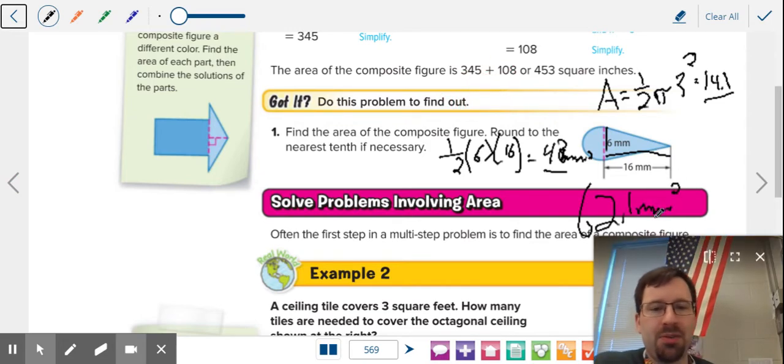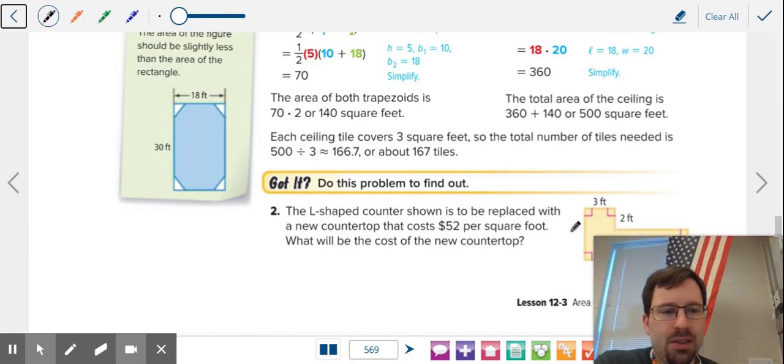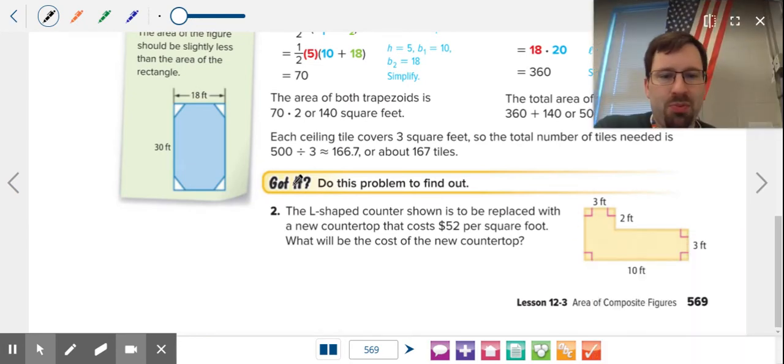We're just going to have different shapes. So here we have a countertop. This one's nice because it is two rectangles. I'd cut them right here because you have the dimensions of that one and the dimensions of that one given. Sometimes you have to play around with the shape a little bit.